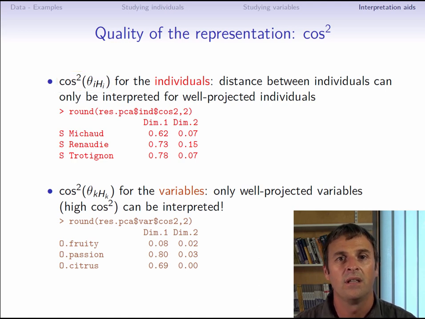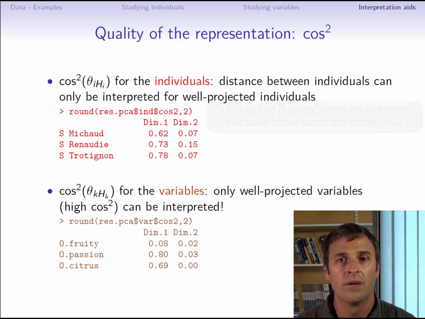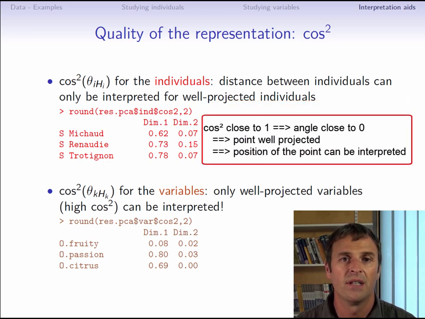The cosine is calculated dimension by dimension, so we see, for example, that for Renaudie, the cosine square with the first dimension is 0.73 and 0.15 with the second. Thus, to define the quality of projection onto the plane, we sum 0.73 plus 0.15 equals 0.88. This means that the angle is close to zero, and therefore this individual is well projected. We can thus allow ourselves to interpret the distance between this individual and other well-projected individuals.